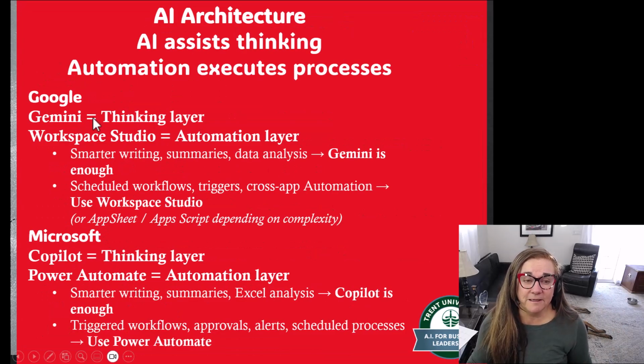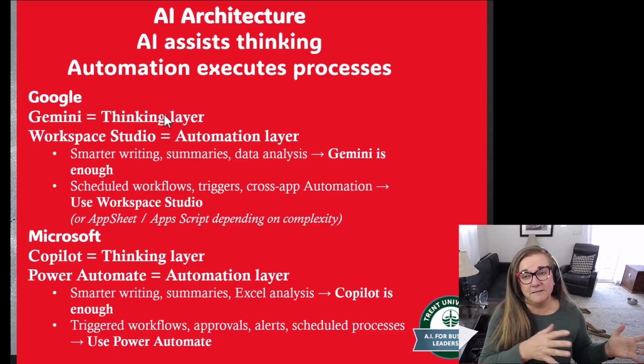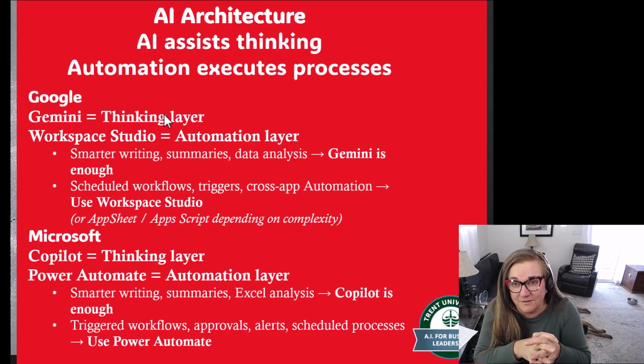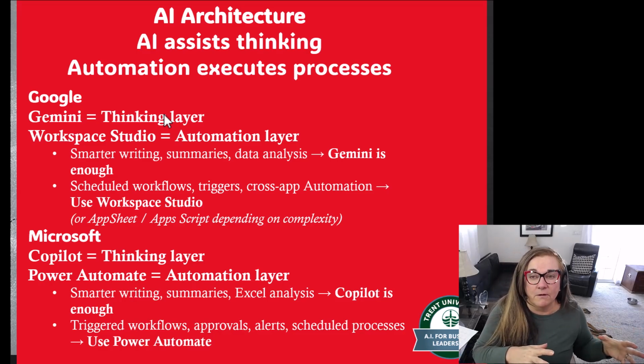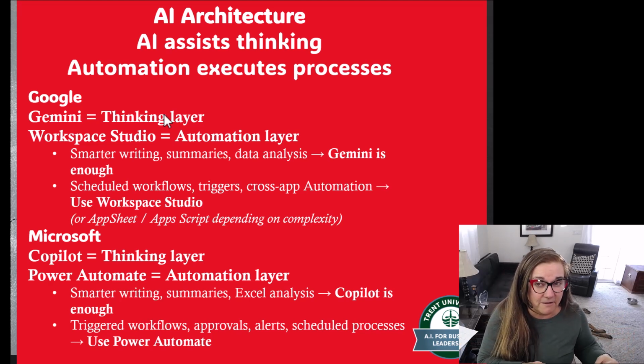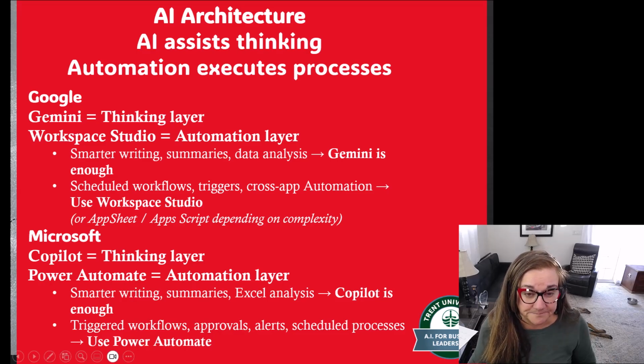So, if you want to think about it with Gemini being the thinking layer, now let's take it from productivity to automation within Gemini, Google, or looking at how to use from productivity to automation within Microsoft. So let me show you how you do that.